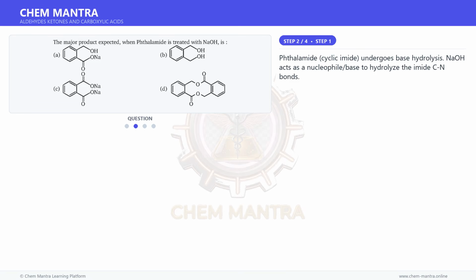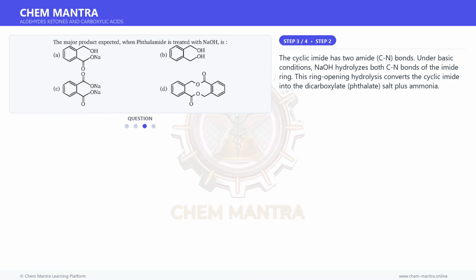Moving on to the next step. Phthalimide, a cyclic imide, undergoes base hydrolysis. NaOH acts as a nucleophile and base to hydrolyze the imide C-N bonds. Moving on to the next step.